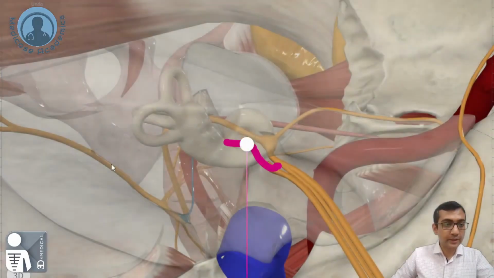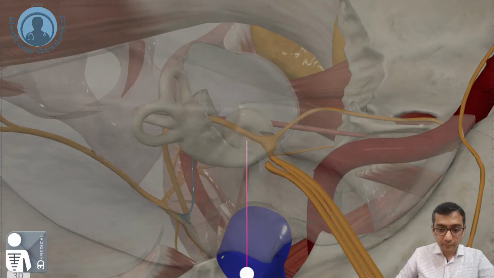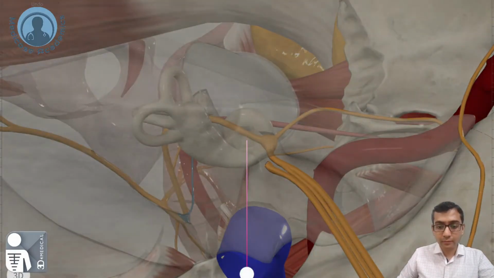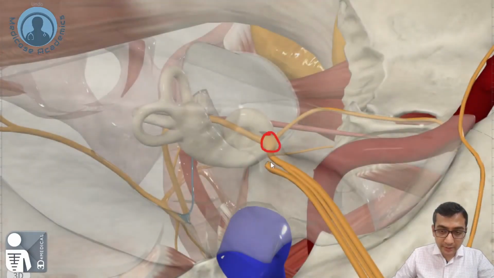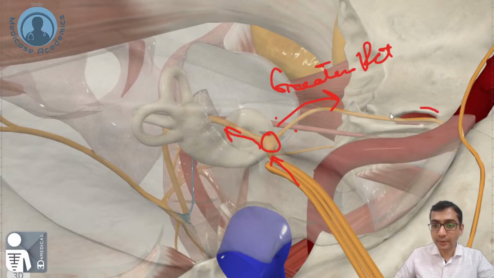Let me make a few adjustments. Okay, you can see this is the geniculate ganglion, this is the facial nerve coming here, this is the main continuation of the nerve, and this branch that is separating right here is called the greater petrosal nerve. It is going there, and it is going to the foramen lacerum.